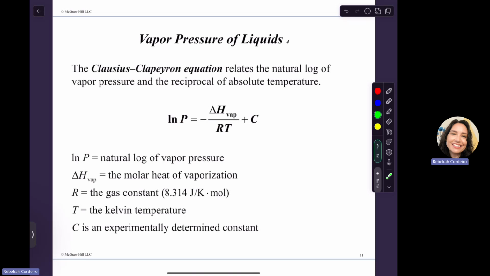The Clausius-Clapeyron equation relates the natural log of the vapor pressure, P, to the enthalpy of vaporization, the molar heat of vaporization. Basically, how much energy do you have to put in to change a liquid to a gas? That's to boil it essentially. And it's inversely related to the temperature. Then there's an R, a gas constant, and notice that it has joules because we're talking about energy for the enthalpy. And then C is just a constant determined experimentally, so you'd have to look up what your C is for that specific thing. But with that, we can do a really fun thing.